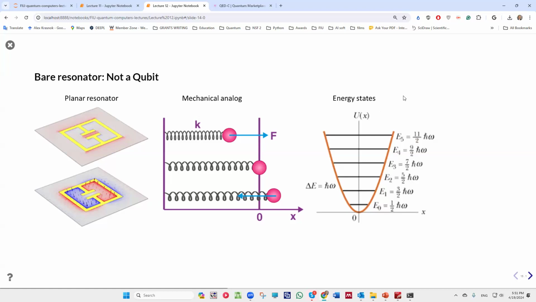But this cannot be used as a qubit, because here we cannot control particular transitions. Like putting 10 photons into the system, we will get our system to level 10, which is not what we need. We need to isolate our transition between, for example, these two, E0 and E1, and work here rather than going up. So how can we turn this system into a qubit?